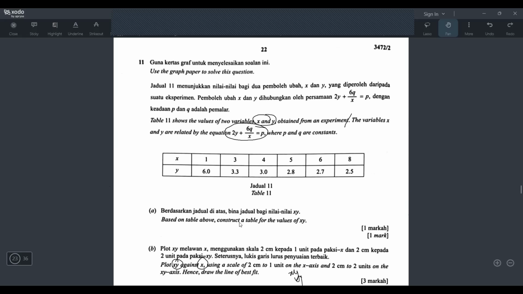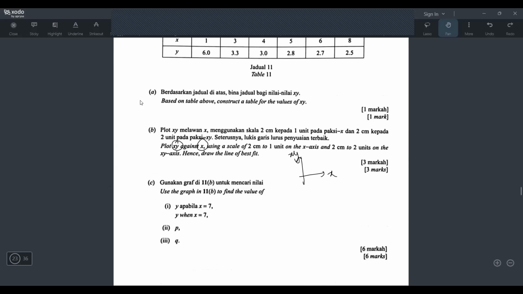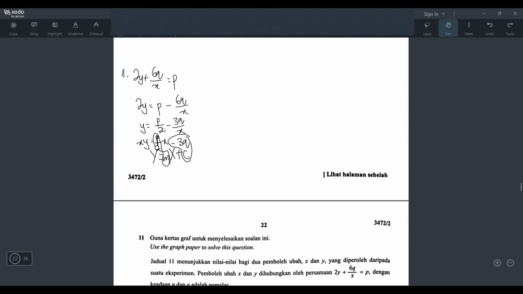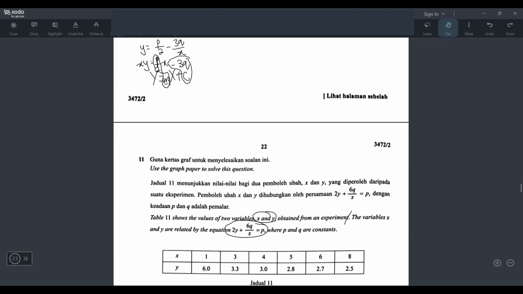Even if the question never asks you to change to linear form, you have to change to linear form, because if you don't do that, you cannot do part C later. Because in part C later, they will ask you to find P and Q. And if you don't do this, how are you supposed to know what's the gradient, what's the y-intercept? You cannot know if you don't do this first. That is why you need to change to linear form, so that you know now p over 2 is the gradient, negative 3q is the y-intercept, and later when you do C, you can refer to this linear form equation. Okay, all right, now only we do A.